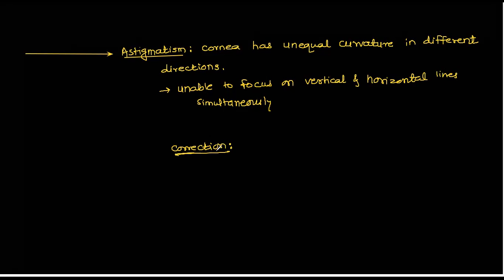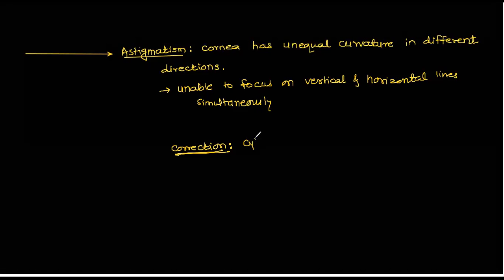Correction for this type of defect is what? Cylindrical lens. Okay. What is the correction for this type of defect? That is cylindrical lens.